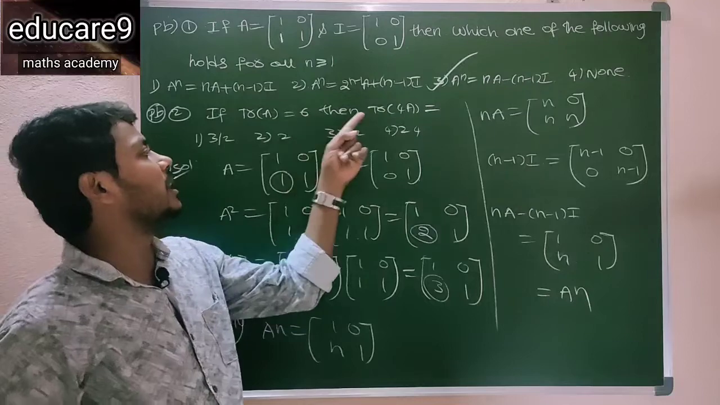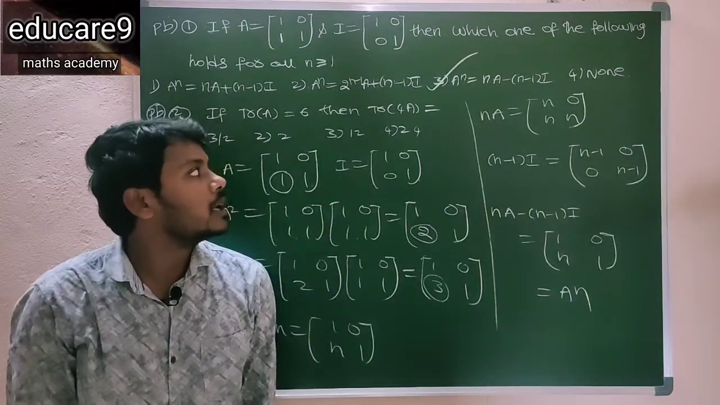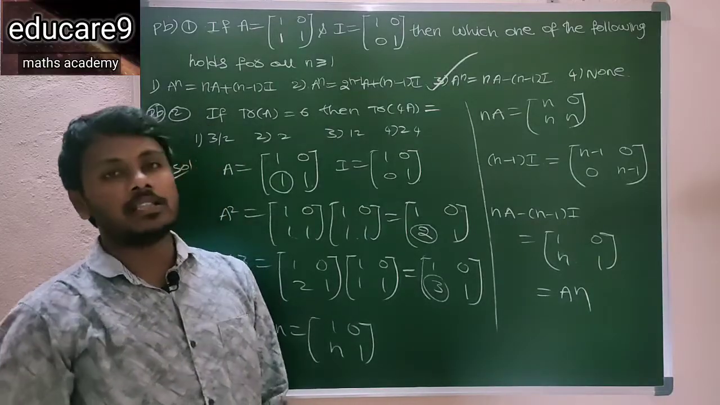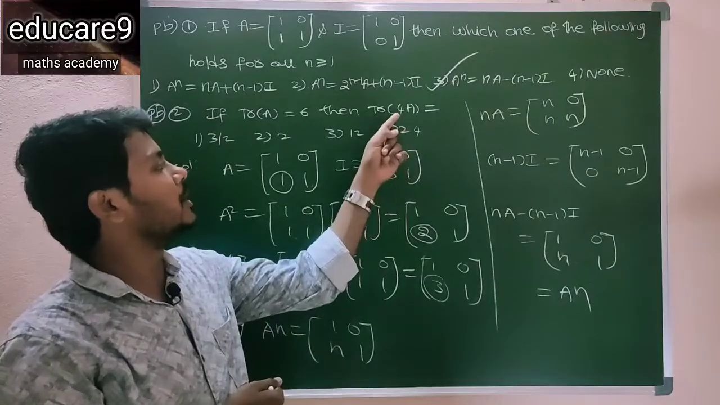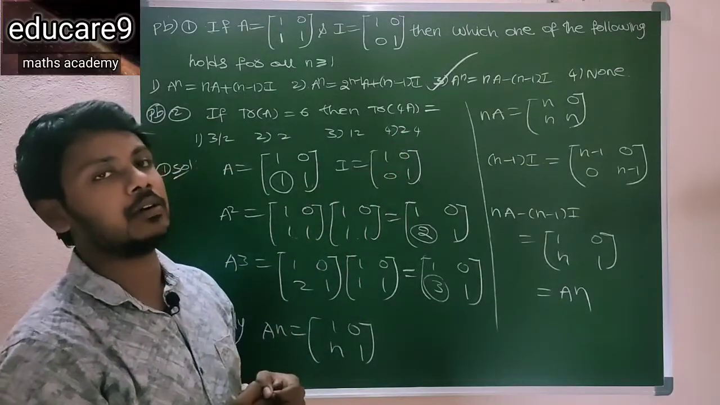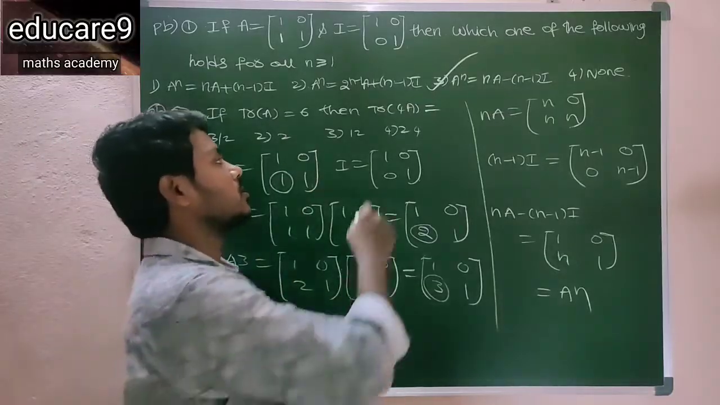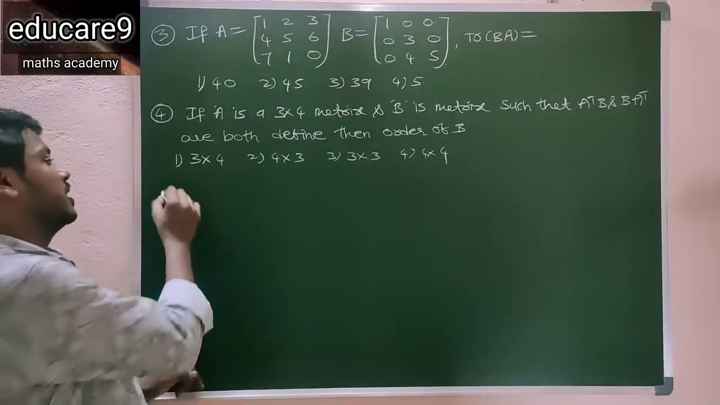Next, see the second question. Trace of A is given; trace of 4A is what? We know that if A is any square matrix, then trace of kA is written as k into trace of A. Therefore this can be written as 4 into trace of A. So 4 into 6 is 24. So clearly option 4.